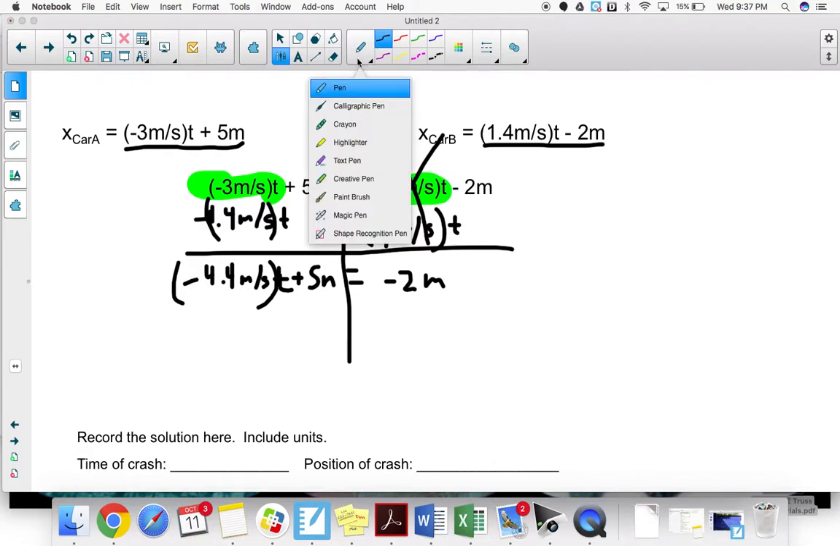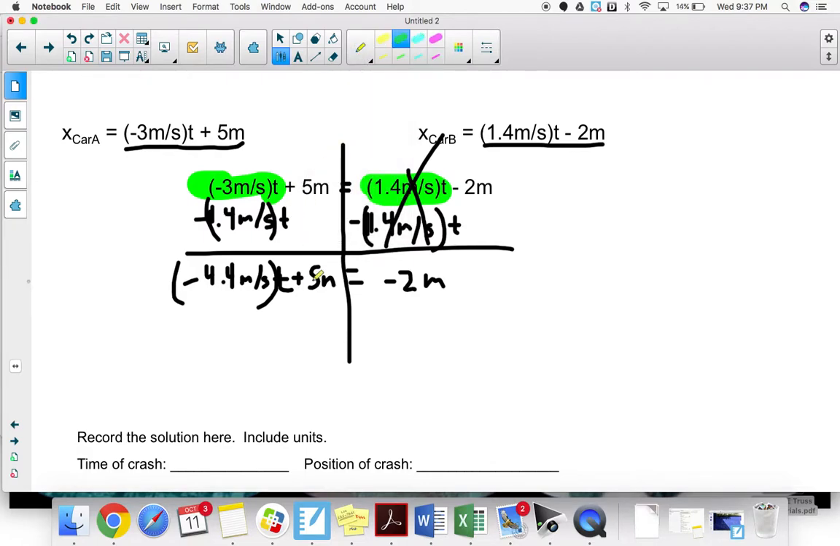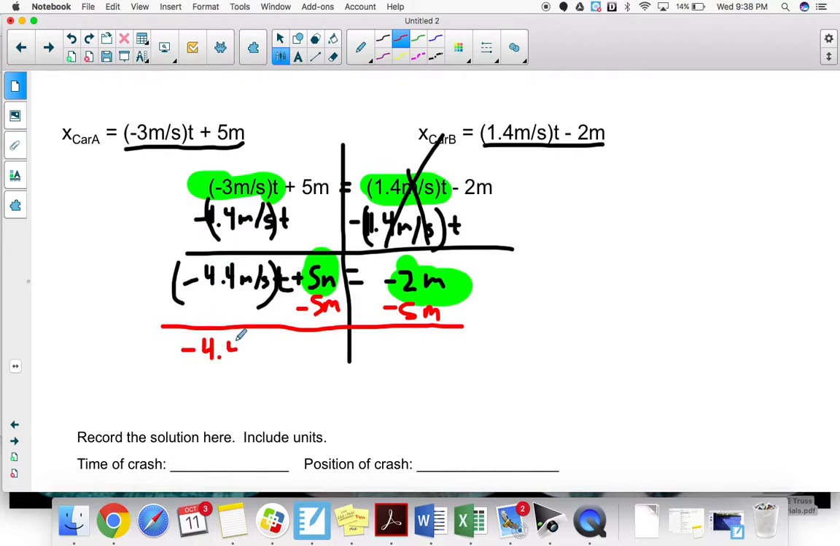All right, now on this level, the 5 meters and the 2 meters are like terms because they don't have a variable. These are considered constants. So I'm going to get the constants on the right side. So that way only the variable, like this one with the t, that's our variable, we want to get that one by itself. So we're left with negative 4.4 meters a second times time equals negative 7 meters.